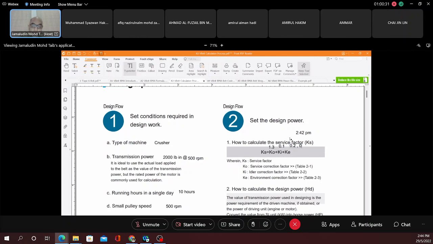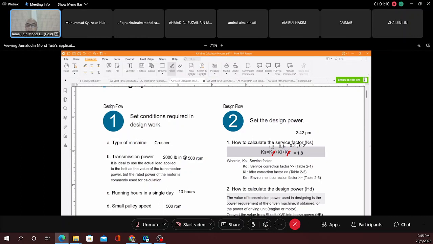There are two environments. That means 1.3 plus 0.1 is 1.4, plus 0.2 and another 0.2, so the service factor equals 1.8. That means you have to design for power 80% higher than the design one. That's what it means here. Other than this, it's very straightforward, except that if there are more environments, you just add 0.2 for each.